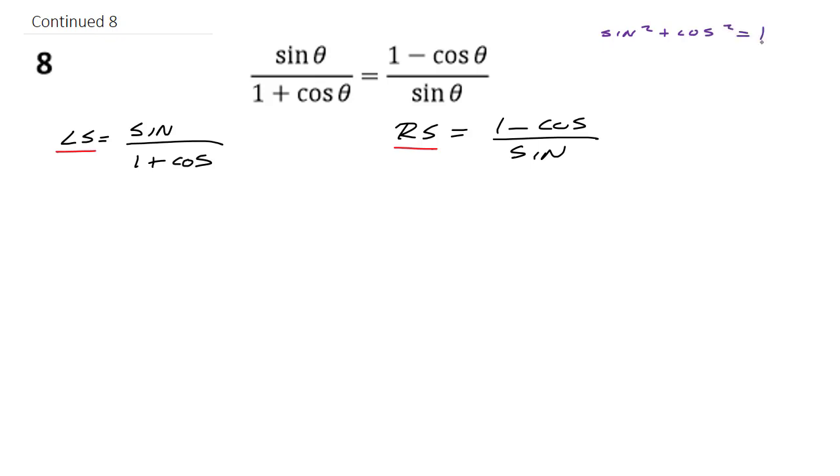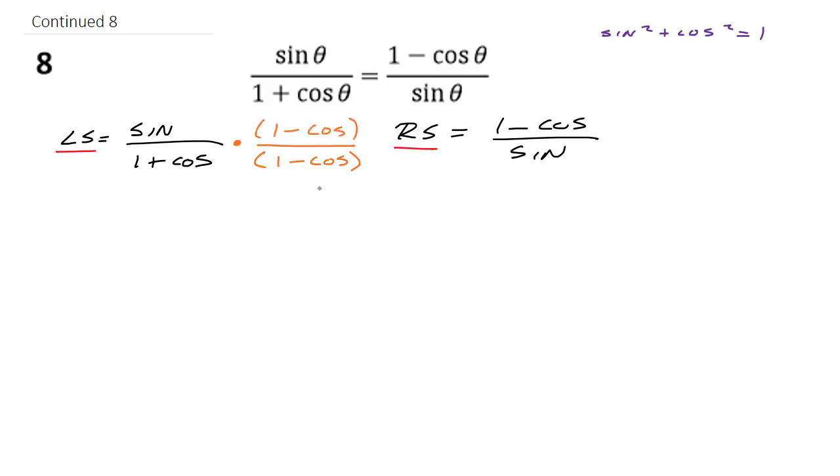So this one, we're going to pull a trick that we learned a while back. We're going to multiply. It doesn't really matter which side we start with, but I'm going to start with the left side. I'm going to multiply it by what's called the conjugate. If you remember, the conjugate basically creates a difference of squares. So I have 1 plus cos, and I'm going to multiply it by 1 minus cos. And I'm going to multiply the top also by 1 minus cos.